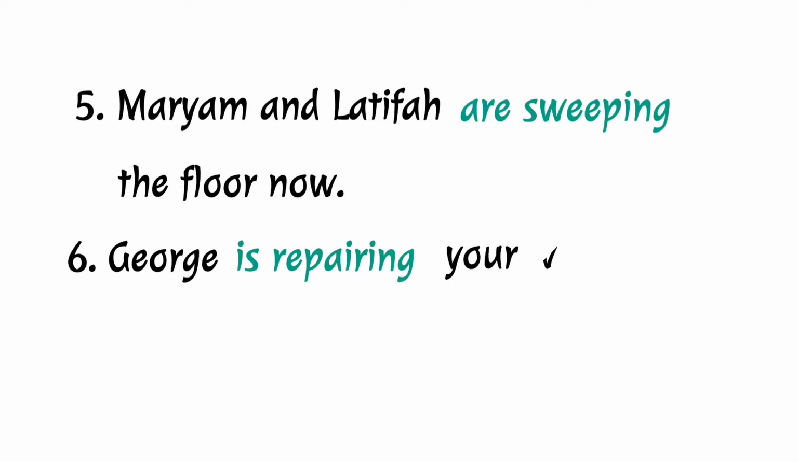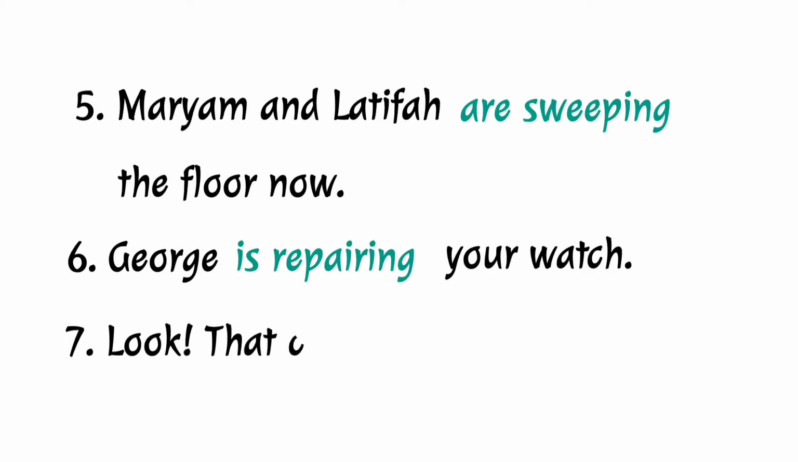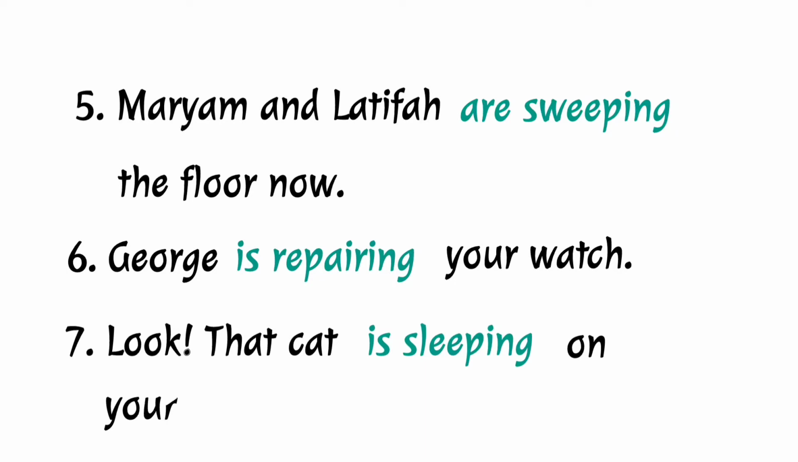George is repairing your watch. George is one person and the pronoun is he. He, so we use is. George is repairing your watch. Look, that cat is sleeping. That cat is animal, so it is the same as it is. So whenever we use one person or animal, the to be should be is. Look, that cat is sleeping on your bed. So the verb is sleeping.